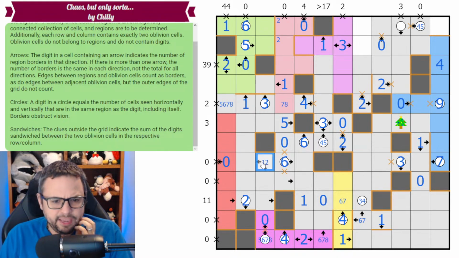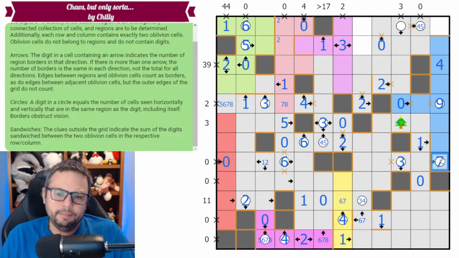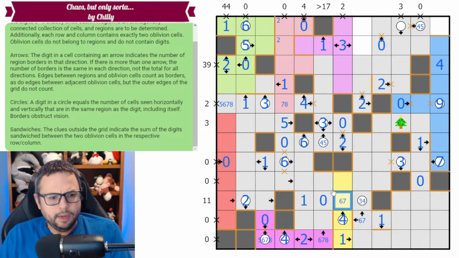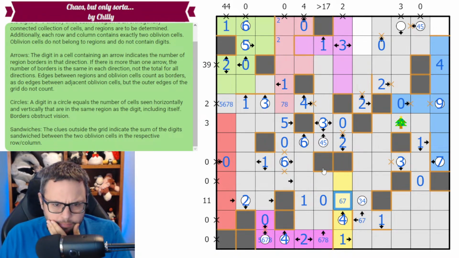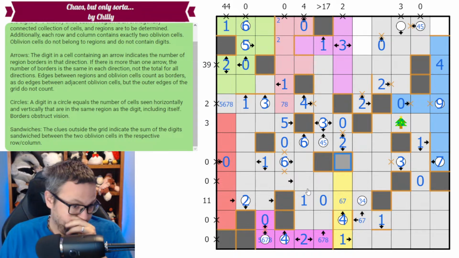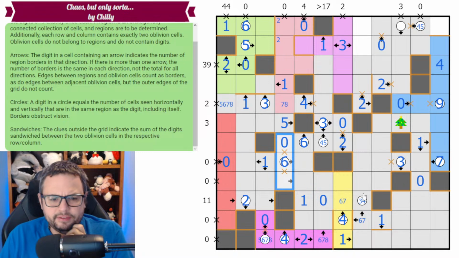Annoyingly. This can't be a 2 anymore, though, because if there were 2 over here, this would not be only 1 more than this. So this is a 1 now. Okay, and we only have 1 more sort of thing here. Okay, do we now know that this isn't anything?